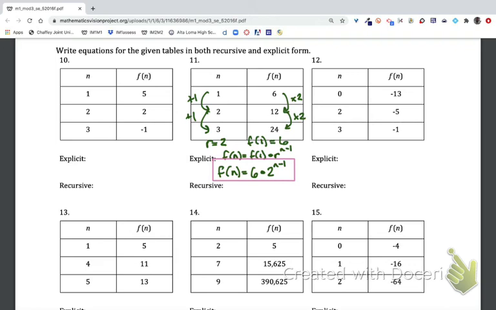For the recursive, we first define our first term in the sequence, and then define how to get every next term. Take the previous one and multiply it by 2. And that's what you have.